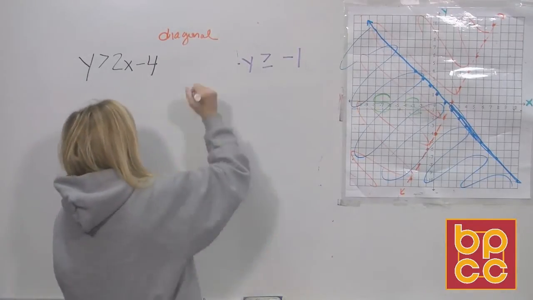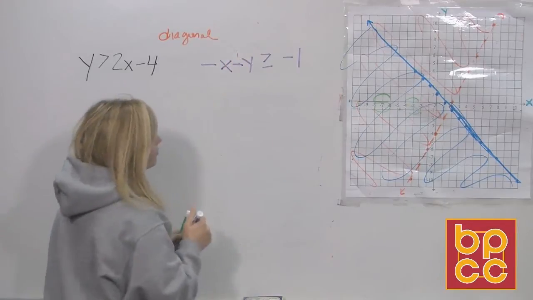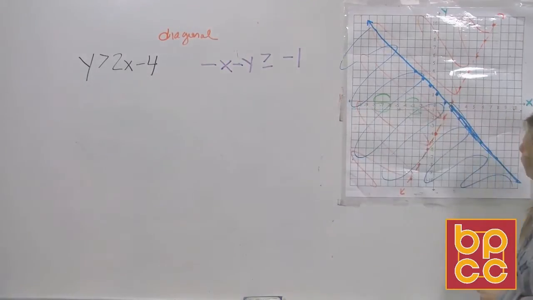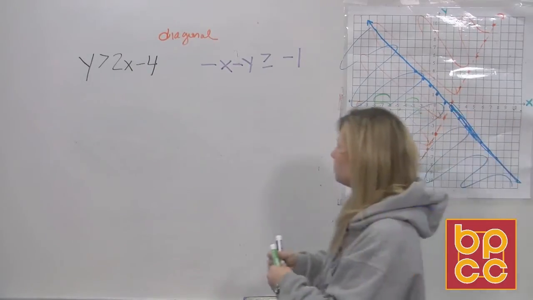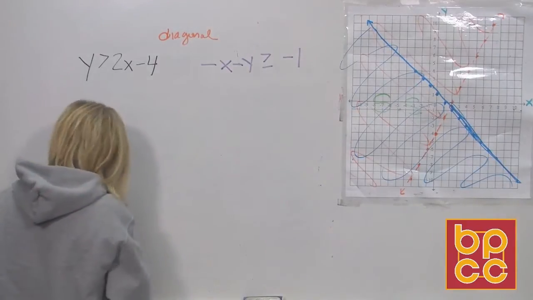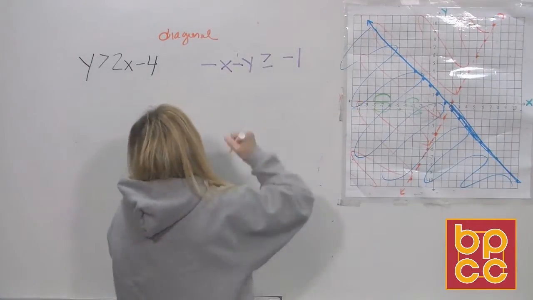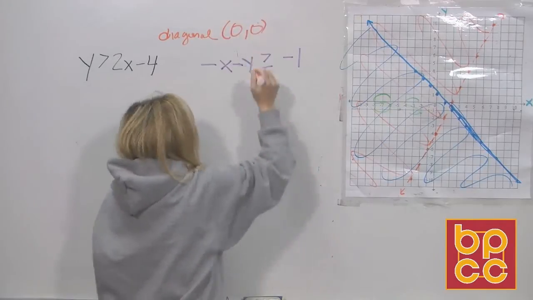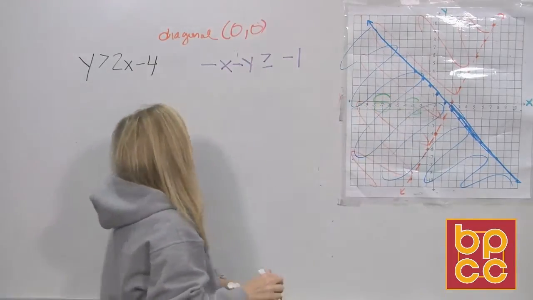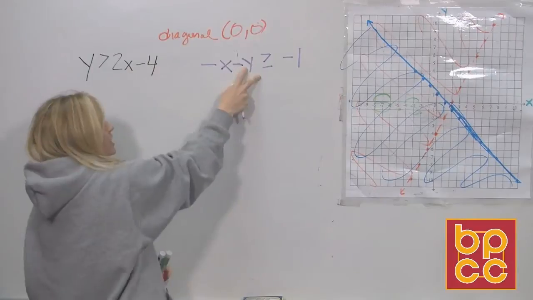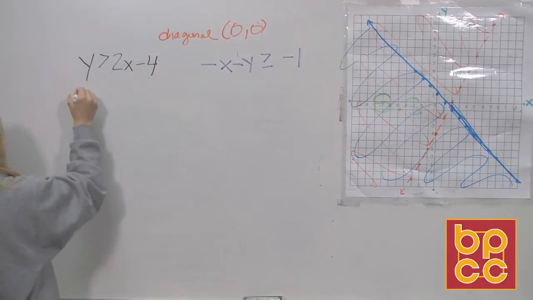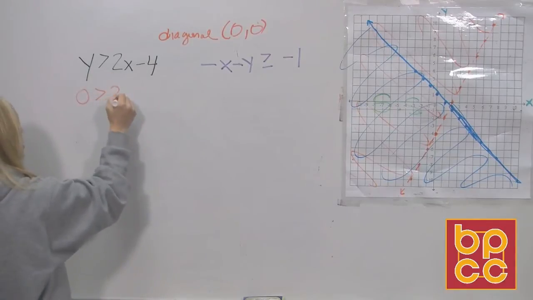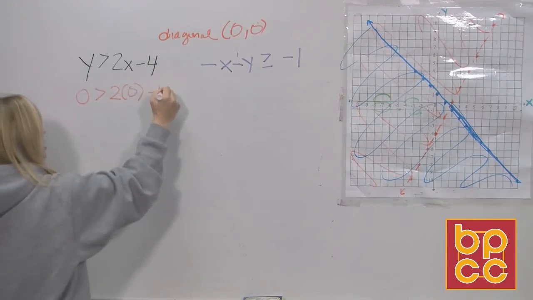So if I look very closely at my shading, where the blue and the red intersect, 0, 0, the origin is in there. So I'm going to choose that as my point to pick. So I am picking to check 0, 0. If this region is truly the solution set, then this point should make both of these inequalities true statements. So let's do our substituting. Y is 0, greater than 2, x is 0, minus 4.